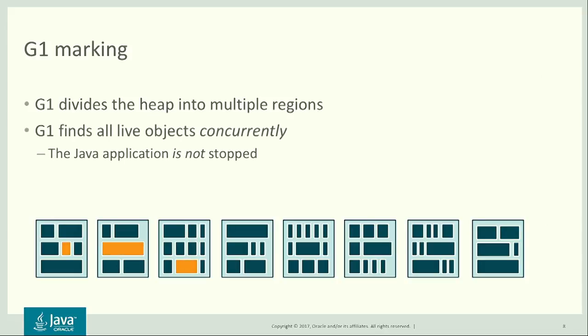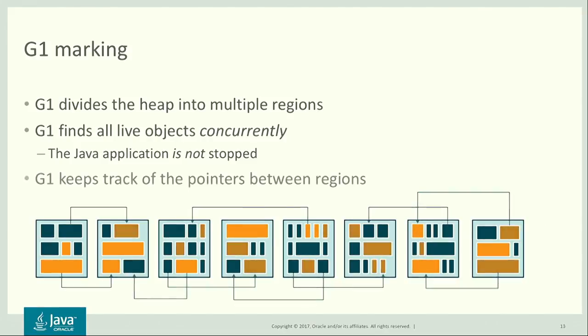Unlike serial and parallel, the marking phase of G1 is done concurrently. This allows G1 to find all live objects without stopping the Java application. Objects can be marked in multiple regions at the same time. In order to move objects from one region to another, you need to know the pointers pointing to those objects. G1 keeps track of the pointers between regions in order to avoid leaving a stale pointer on the heap.